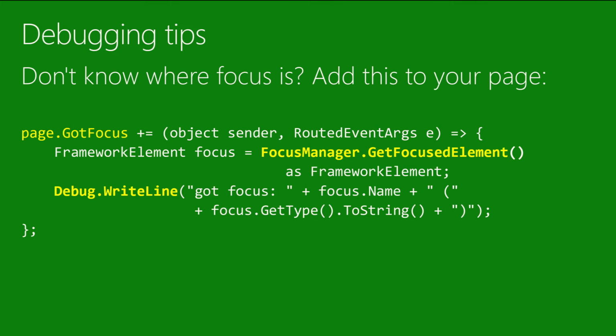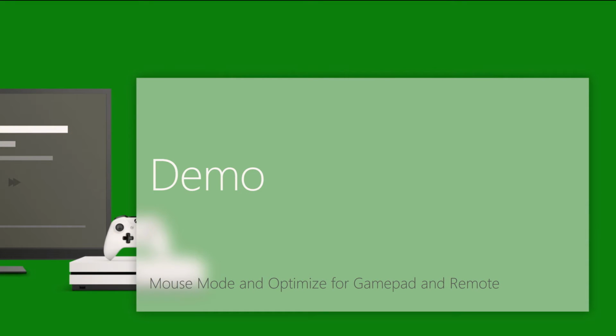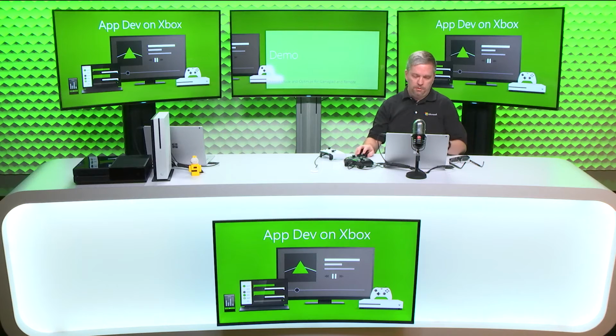So this was actually the code that we put in a minute ago about focus. This just outputs to your debug window and says, hey, what's the current control that got focus? What's the next one that got focus? So we do have a focus manager class that you can actually query and say, hey, who currently has focus? I'm lost. I don't know what's going on. And we'll give that back to you. So with that, let's switch back to the demo machine.